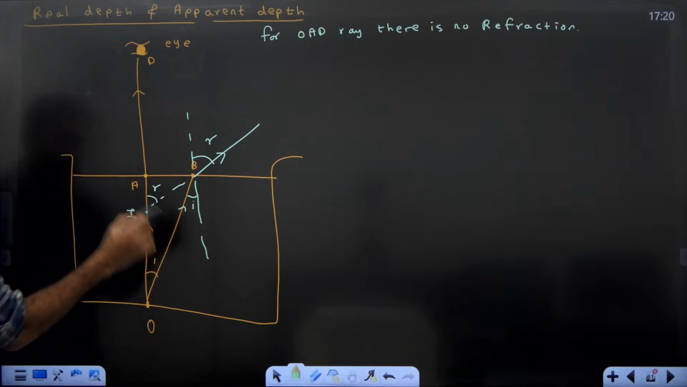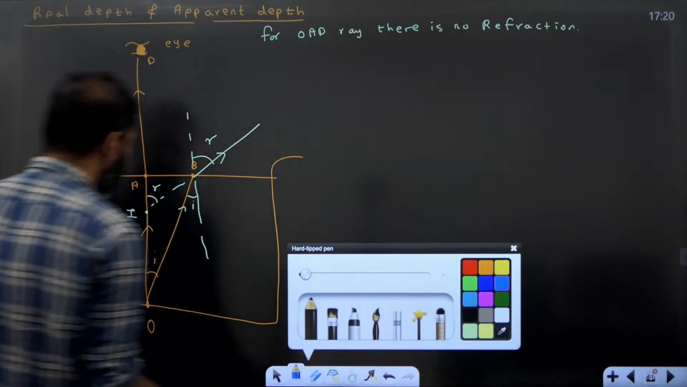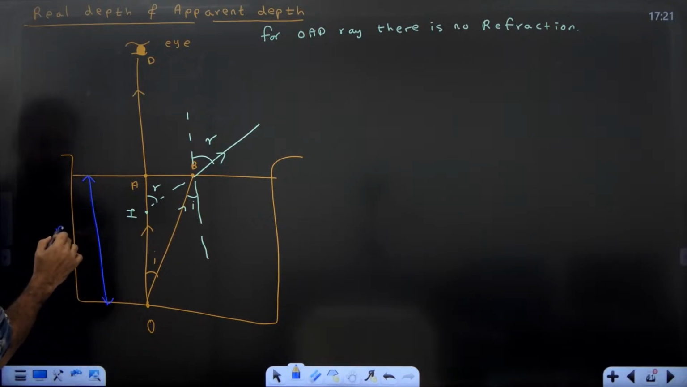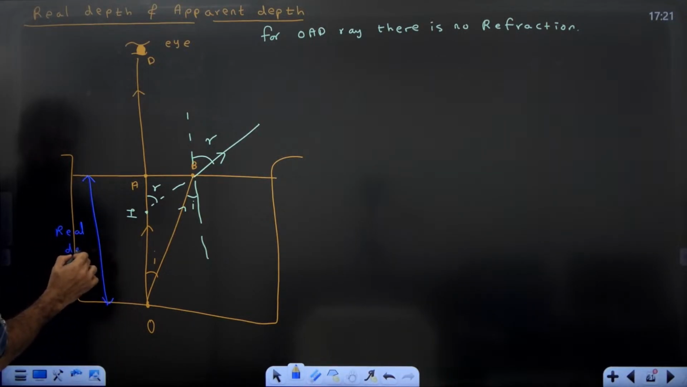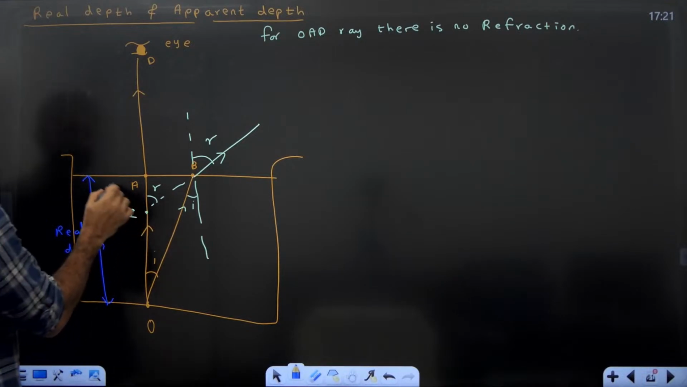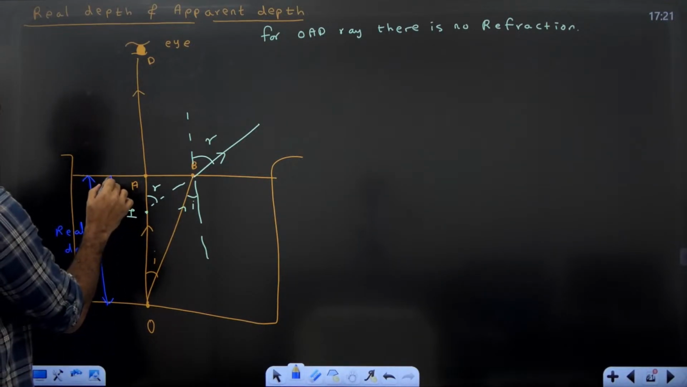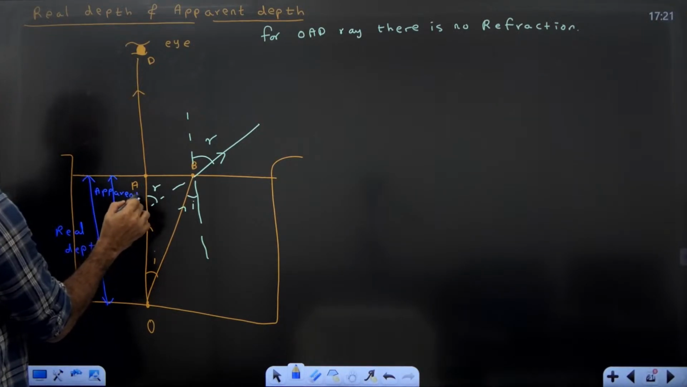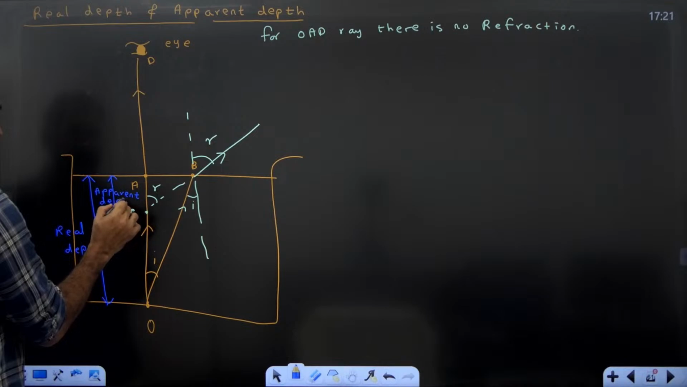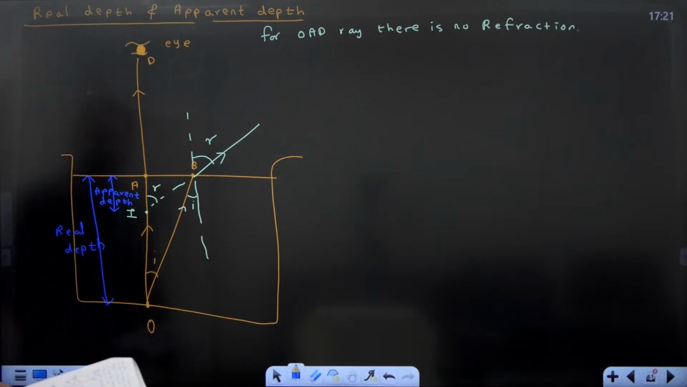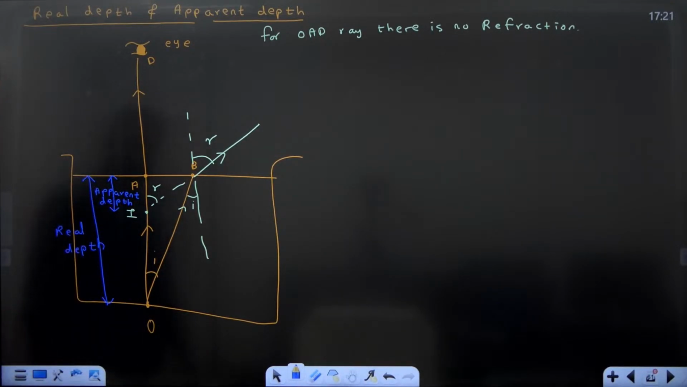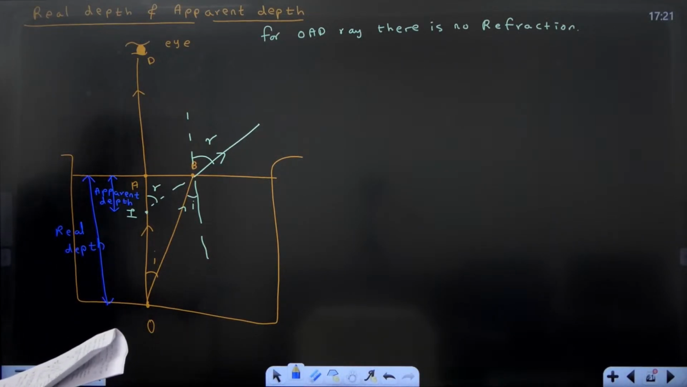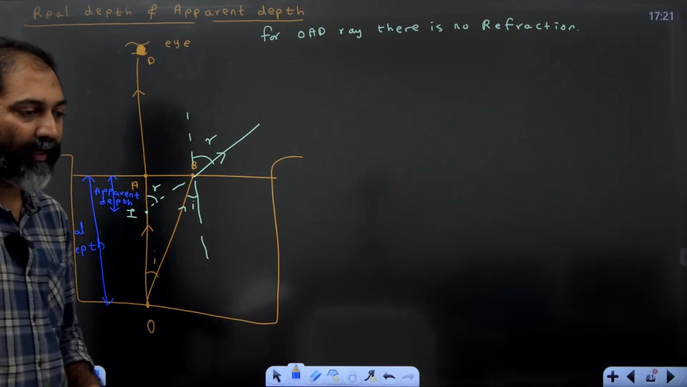So what is this length? This length is the original real depth. What is this length? Apparent depth. Apparent depth means the depth that we perceive. The original depth is bigger. Apparent depth is only this much. Any doubt? Any doubt regarding the figure?